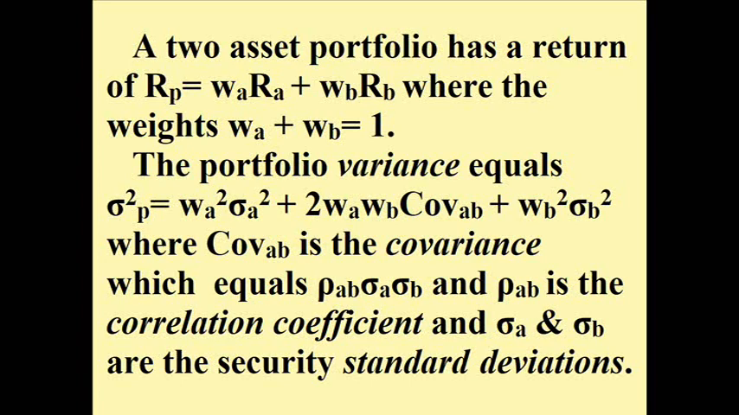Now, the variance of the portfolio looks a little daunting here. Well, you got the weight squared, the variance, and then 2 times the cross product of the covariance. I'll give you a mnemonic device. And the weight squared again of the other variance.